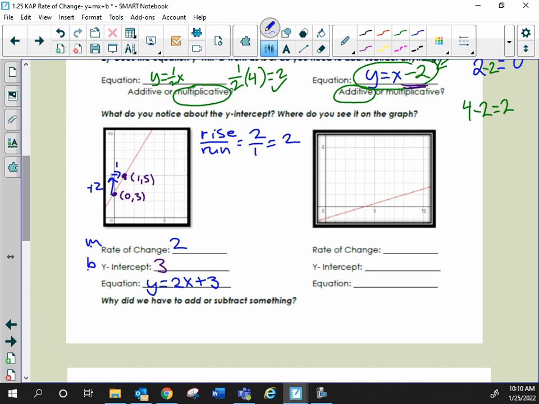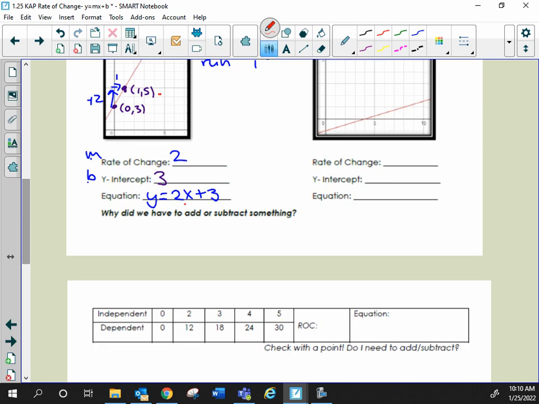Okay, let's see if it works, because I'm just going in blind, I don't know if it works. The way you check, we'll pick a point. I'm going to put in 1, 5. If I put in 1 for x, do I get 5 out? 2 times 1 plus 3. Does that give me 5?